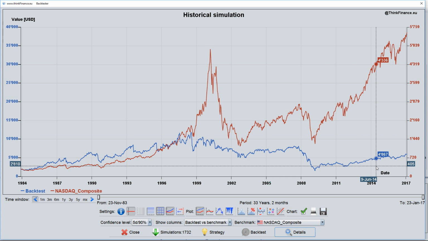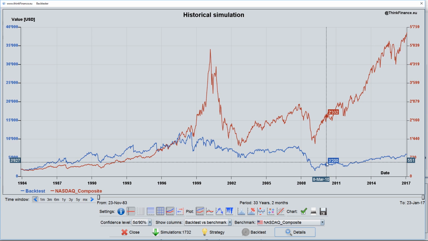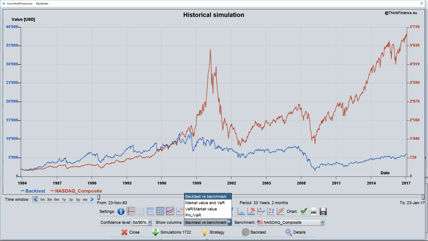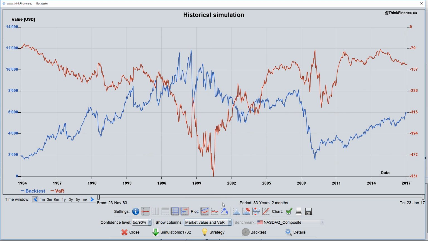And it's important to mention that at each valuation date, thinkFinance is not only calculating the market value of the portfolio, but also runs 500 historical scenarios using the previous 500 trading days before the valuation date to calculate the value at risk back in time. So instead of looking at the market value back in time, I can also look at the market value of the backtest and the value at risk back in time, which you see here. So this is the backtest in blue and the value at risk of the book back in time in red.